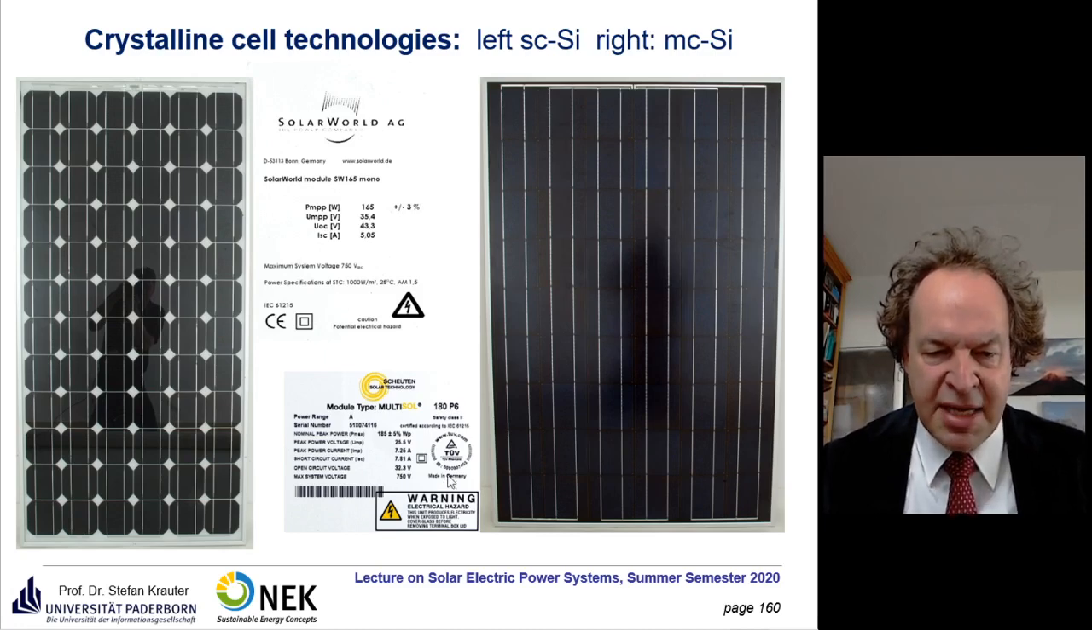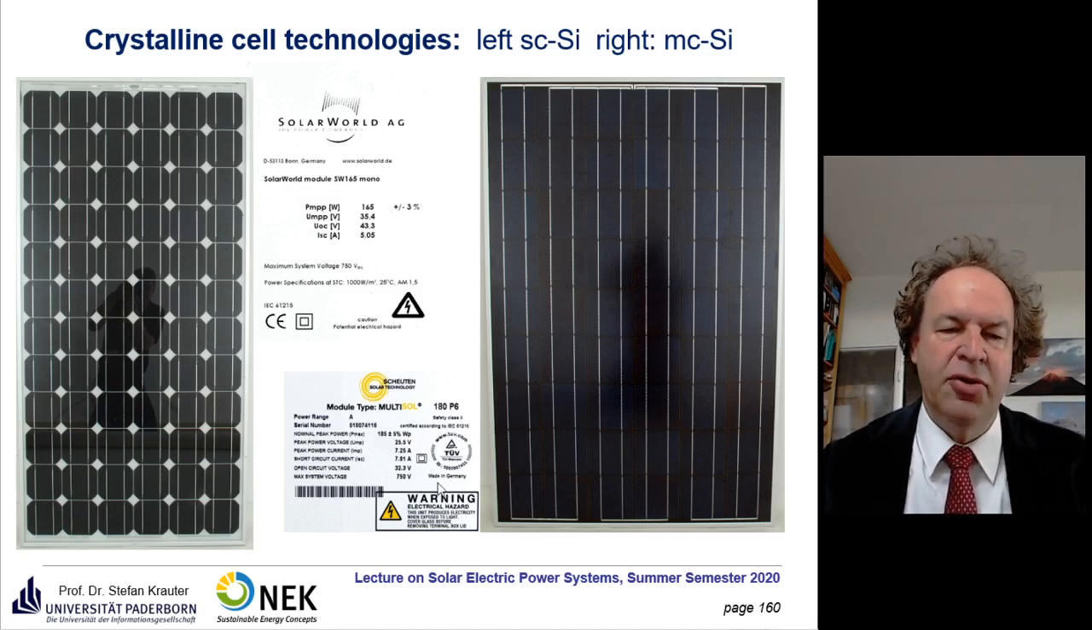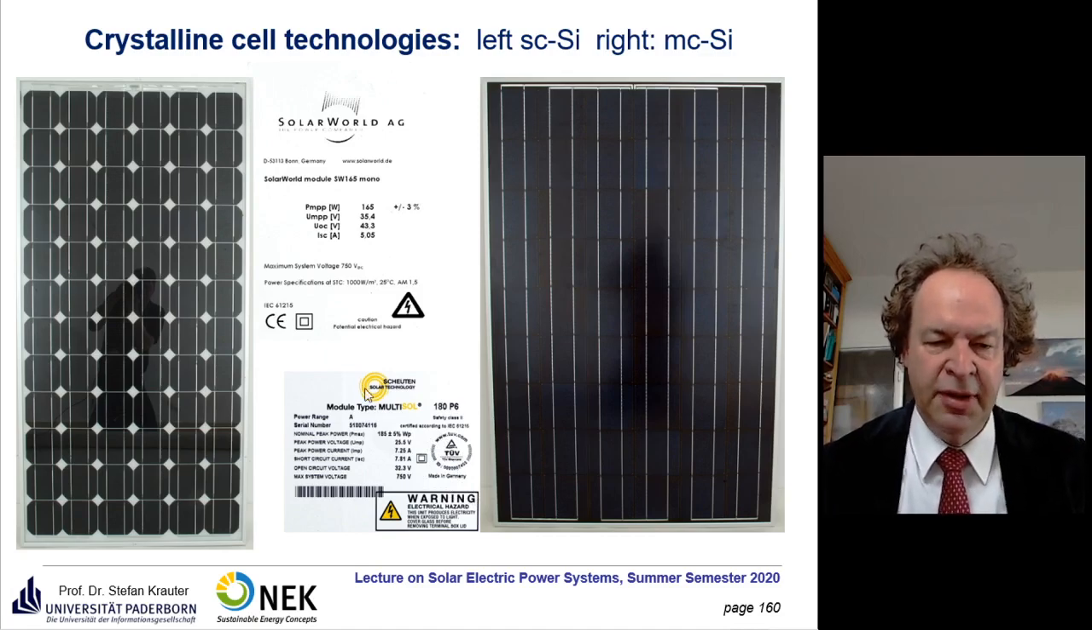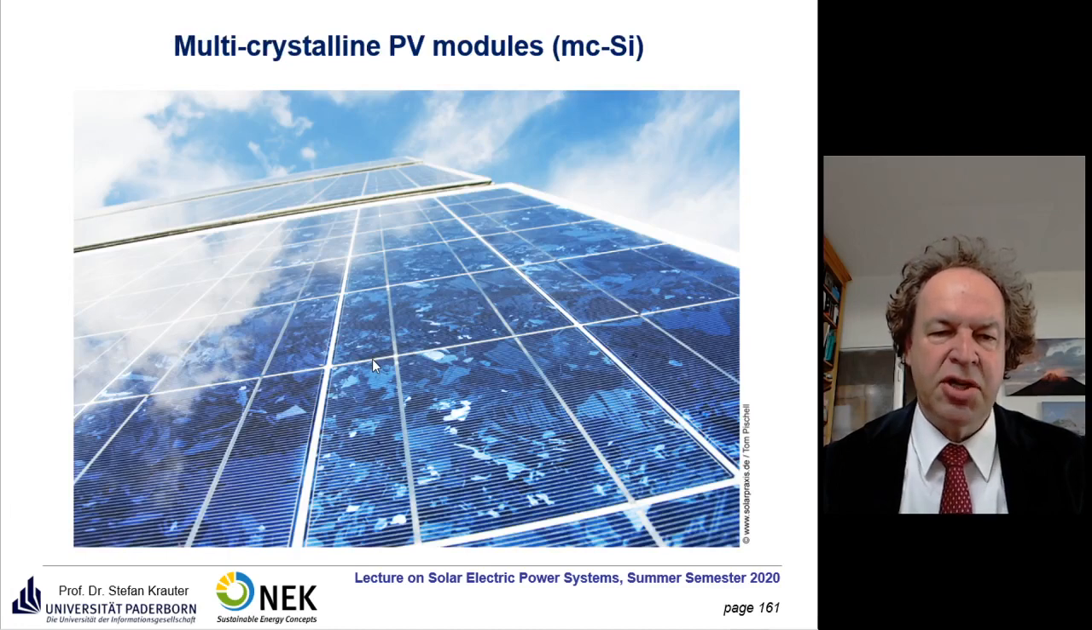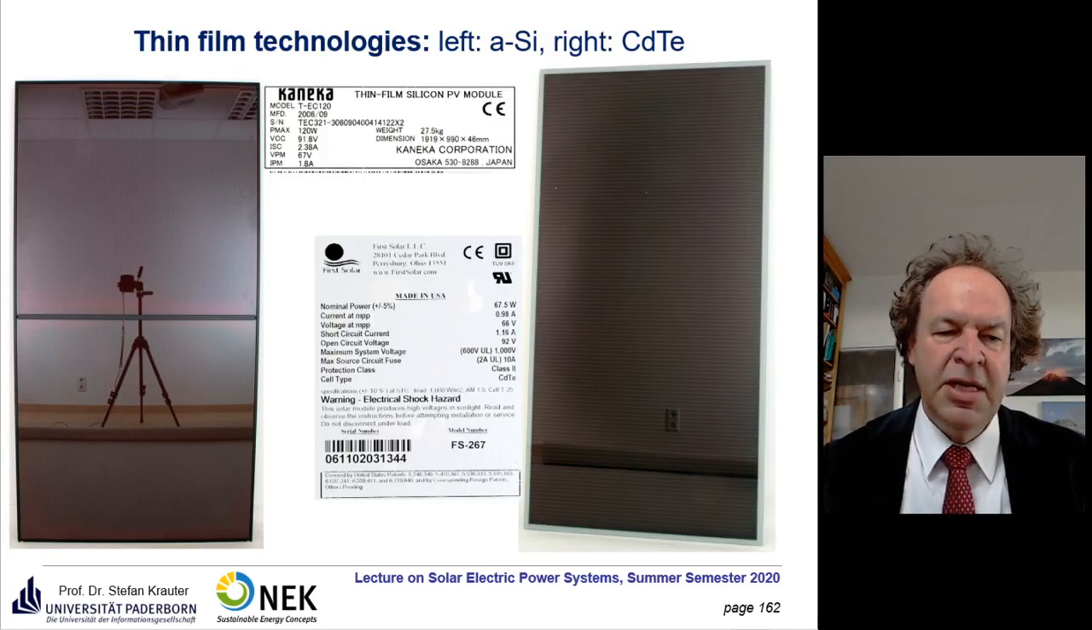Similarly on the right side, you also have a data sheet and some seals showing whether the module has been tested and certified by an entity. In this example, it's by TÜV. Here you see the structure of a monocrystalline, multicrystalline PV module. Here you see thin film modules on the left side made of amorphous silicon.